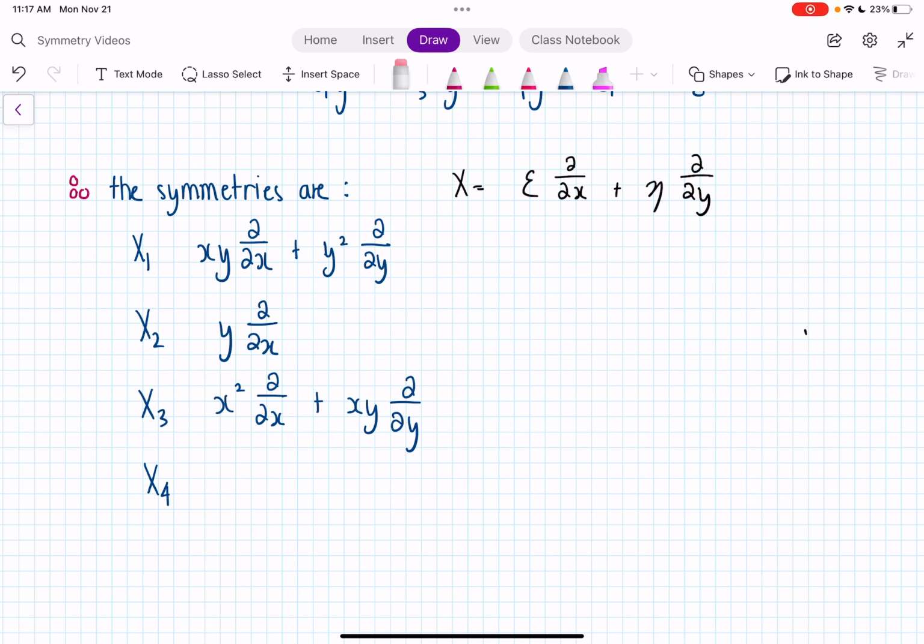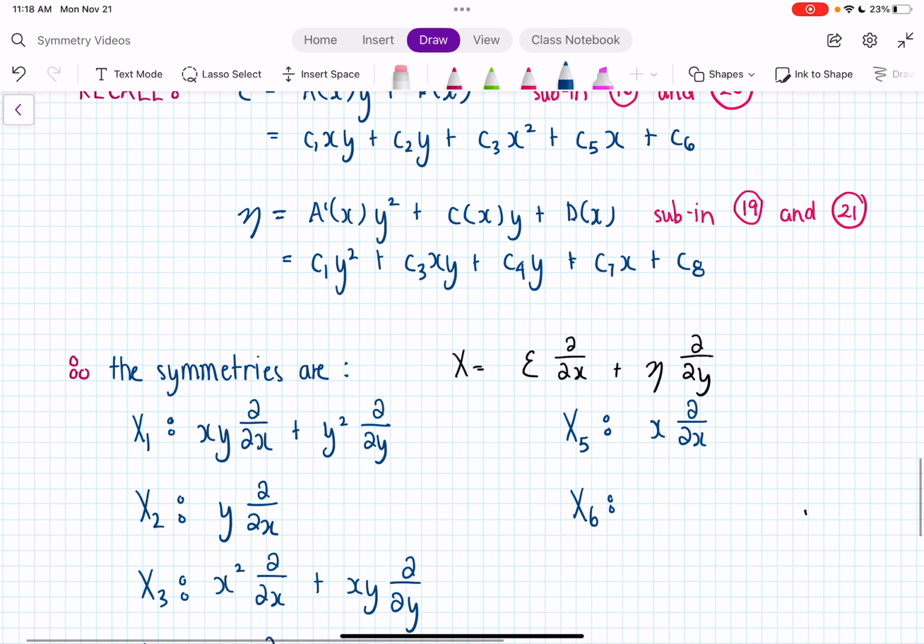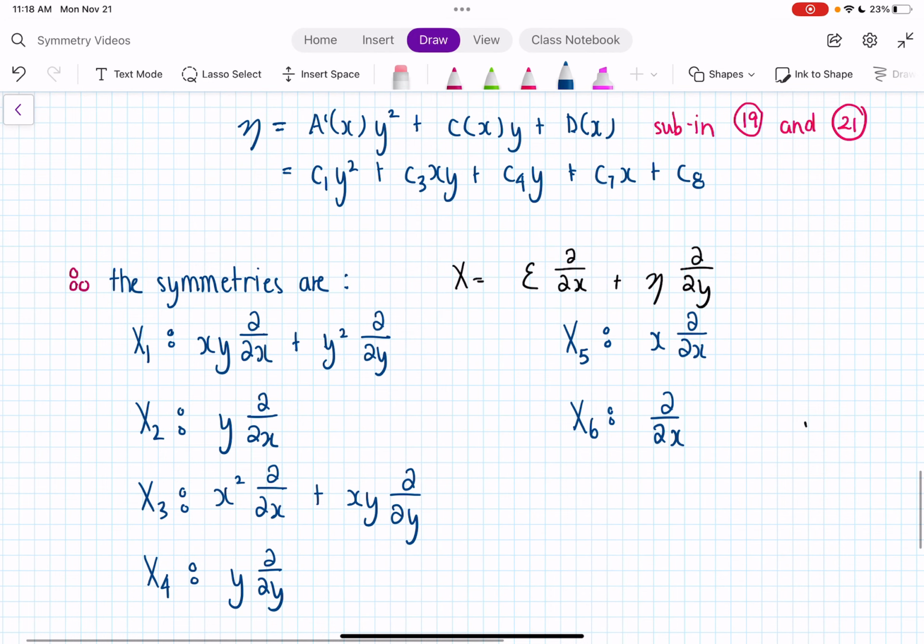I don't really want to put an equal sign. I just want to put a colon. And then we have... okay, and those are our symmetries.